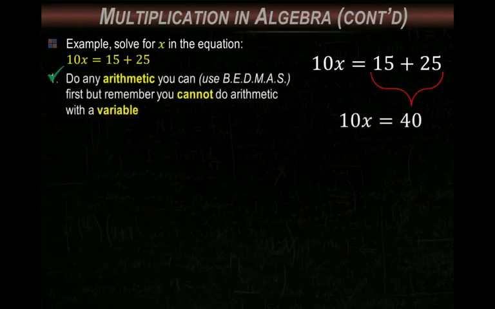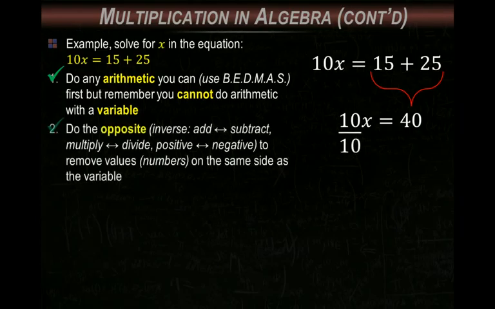One, first do any arithmetic. Well, I can actually do a little arithmetic here. I can add 15 and 25 together, get 40. I can do that. So now I've got it down to this. 10x equals 40. Now I have to do my algebra.